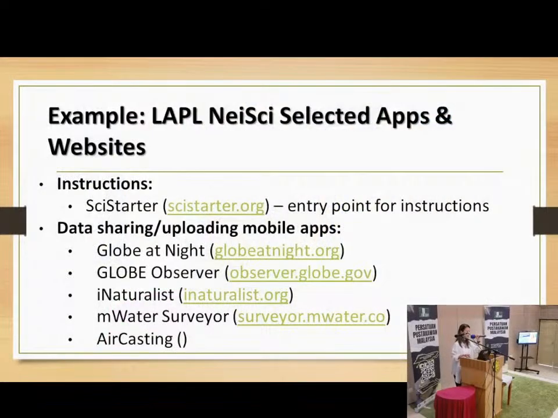So this is an example of the apps and websites that we selected. Again, we use SciStarter because SciStarter already has a lot of projects in there, and they also have the kits and information. So we use that as a starting point for our instructions that we included in the kit. We also select the websites or the data. The projects we selected are Globe at Night, Globe Observer, iNaturalist, M-Water Surveyor, and AirCasting. AirCasting is the one that ties to the air sensors.